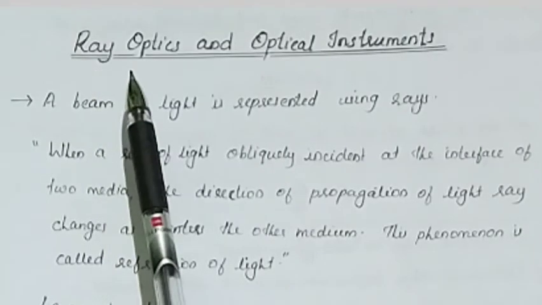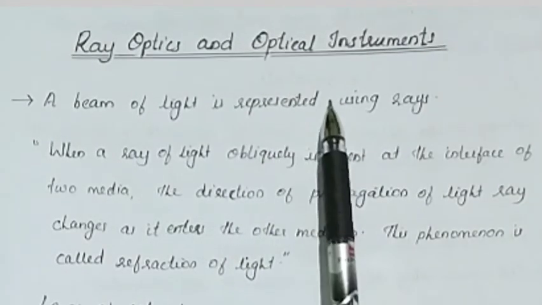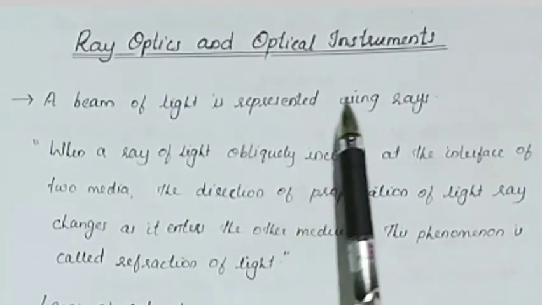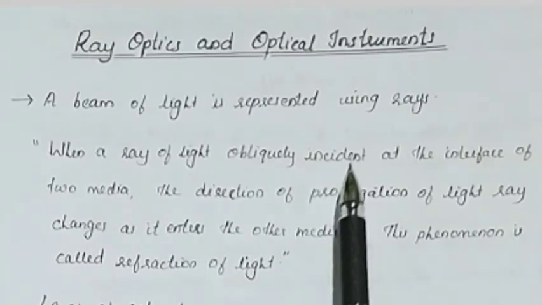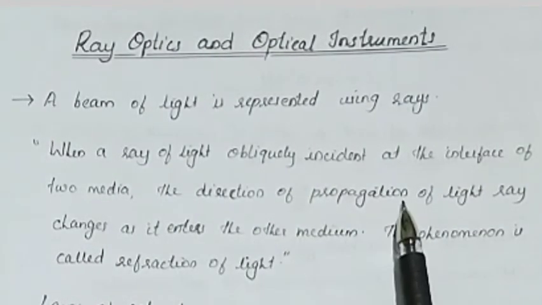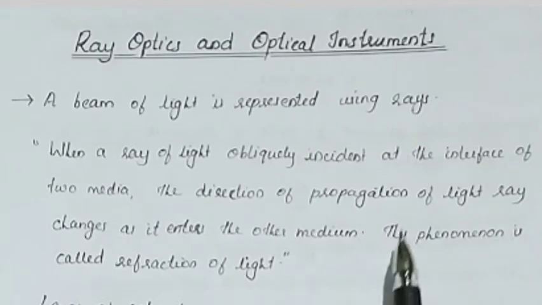In the chapter Ray Optics and Optical Instruments, we are going to discuss various phenomena related to light. We know that a beam of light is represented using rays, and when a light ray is obliquely incident at the interface of two media, the direction of propagation of the light ray changes as the ray enters the other medium, and this phenomenon is known as refraction of light.